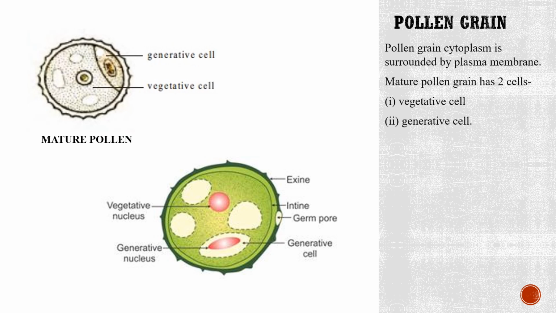I hope this topic of male reproductive structure is clear. We have seen the several processes such as microsporogenesis, formation of pollen grains, and the different types of cells of which the pollen grains are made up.